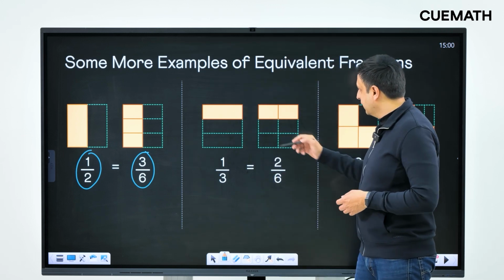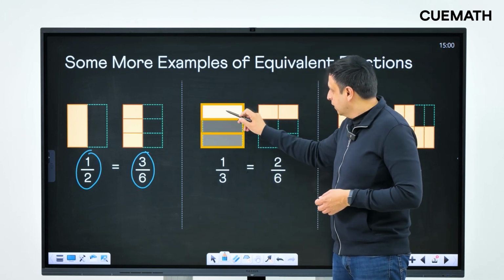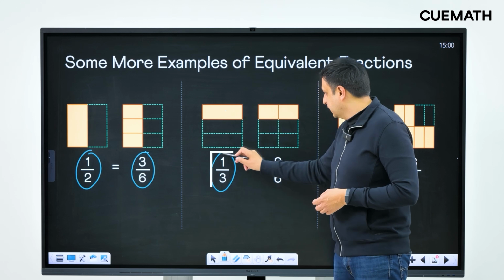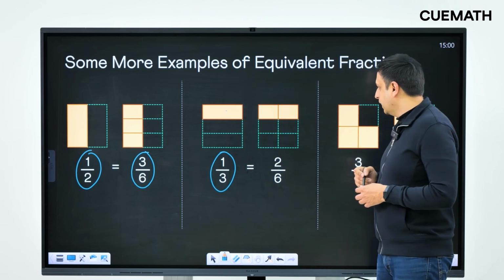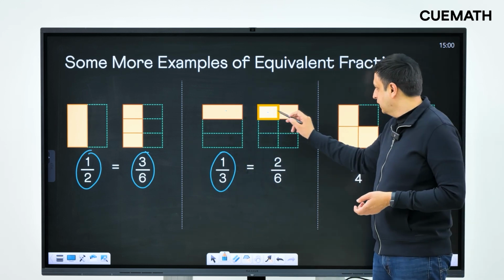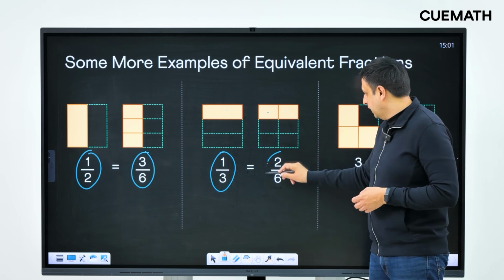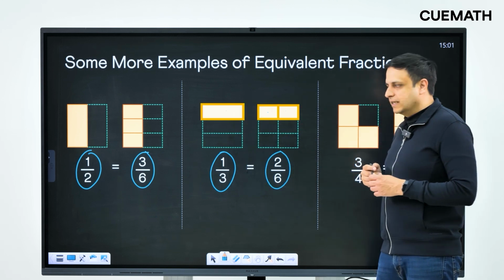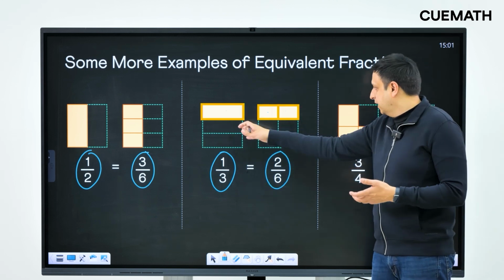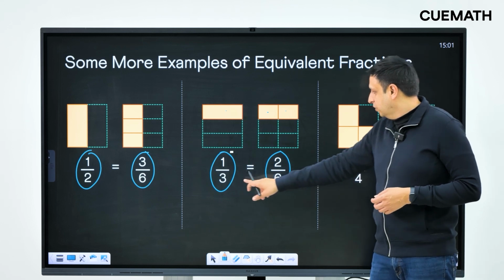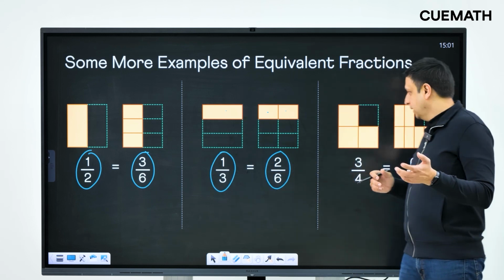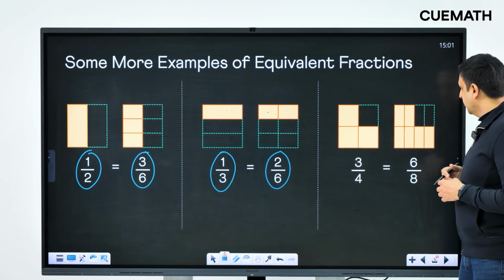Similarly, in this case here, we have the whole divided into 3 equal parts. One of them is shaded, so this is 1 over 3. This one has the whole divided into 6 equal parts. 2 of them are shaded, so this is the fraction 2 over 6. But as we can see, the same portion of the whole is shaded in both cases, and therefore these two fractions are equivalent. And exactly the same thing here as well.